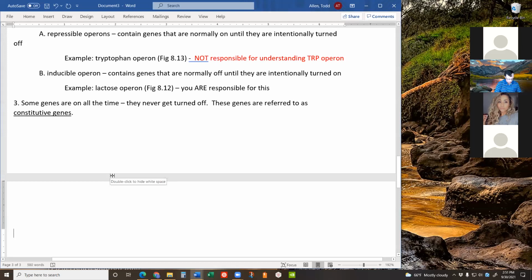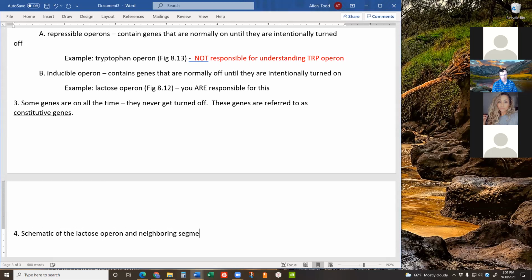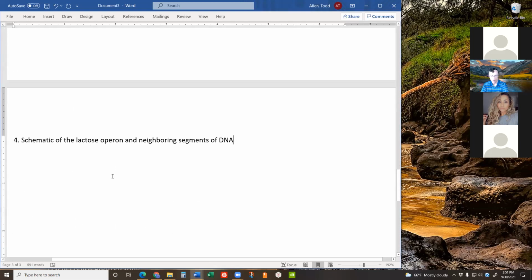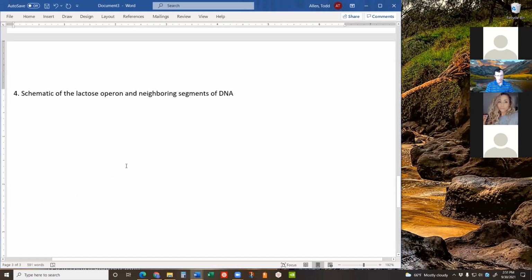All right, let's draw a schematic of the lactose operon and neighboring segments of DNA. Okay. All right, so I think I can probably draw this faster and quicker with actual hand drawing. So let's do that. I'm going to draw a little schematic for you here.